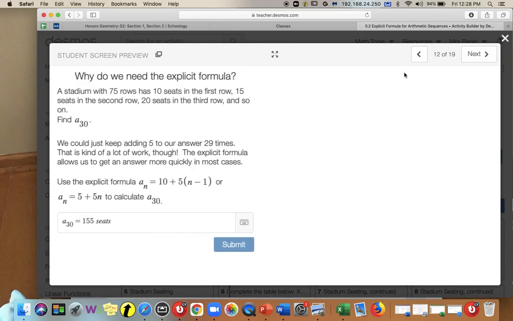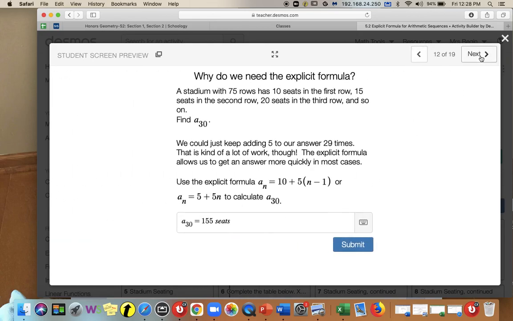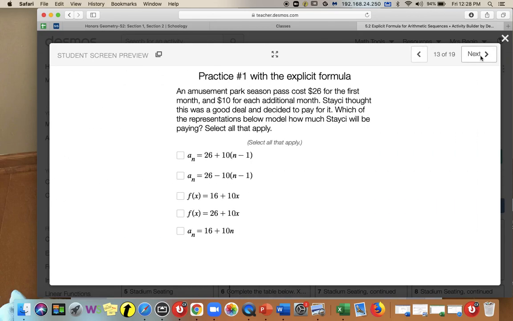Okay, so we are going to practice more plugging in, but first let's practice just recognizing the formula. It says, an amusement park season pass costs $25 for the first month, $10 for each additional month. Stacy thought this was a good deal and decided to pay for it. Which of the representations below model how much Stacy will be paying? All right, so we have two numbers here. 26 is the first term, and we're adding $10 a month, so that adding 10 is the common difference, or d. So let's take a look and figure out which one of these equations would work.